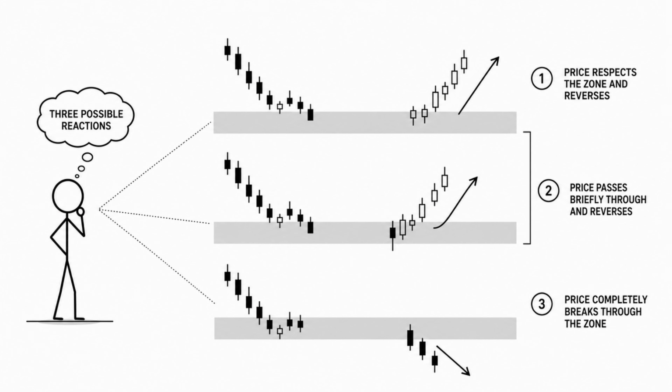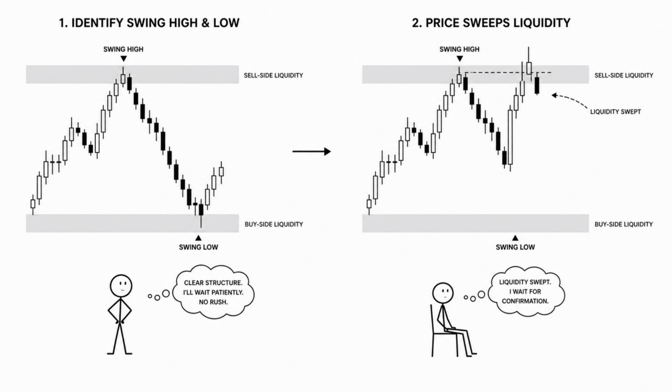But don't treat an imbalance like a magical zone that price must respect. Think of it as an area of interest created by aggressive price movement where a retracement may offer a more controlled opportunity. The market can still move straight through it, which is why the entire sequence matters more than any single concept. Now let's put everything together into one repeatable framework.